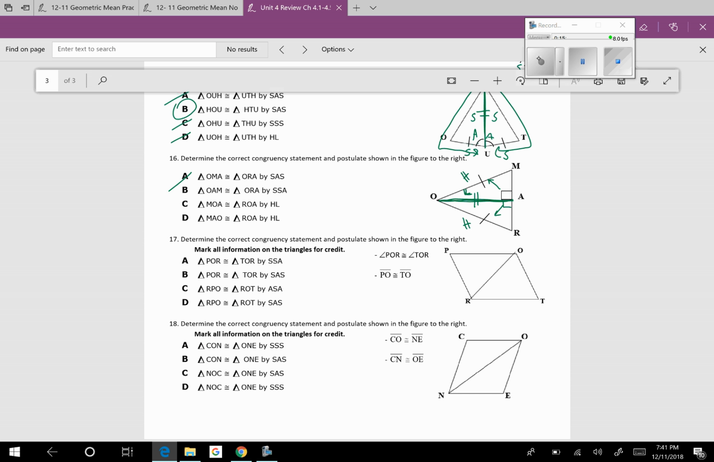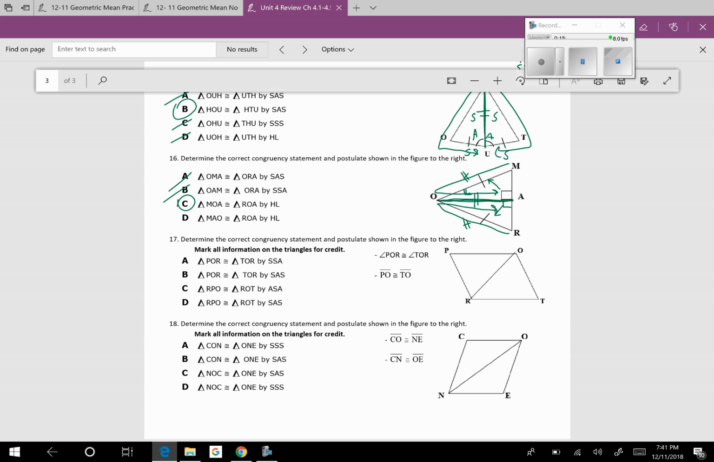So we can get rid of A and B. And now we just look at the letters. So M, O, A, okay, and then ROA. So here's R, and then we go up to O, and then we go to A. Did we go in the same order? Yes. So that one works.